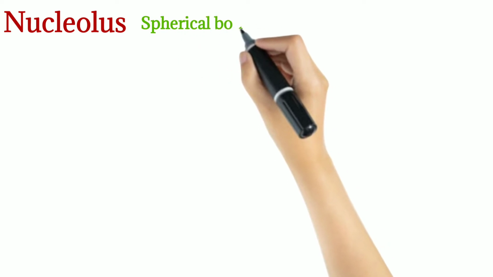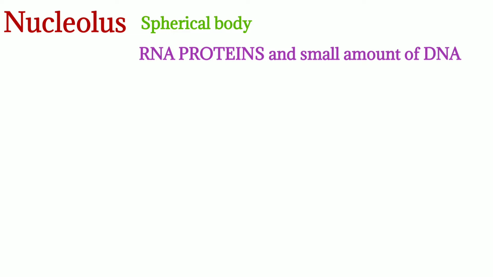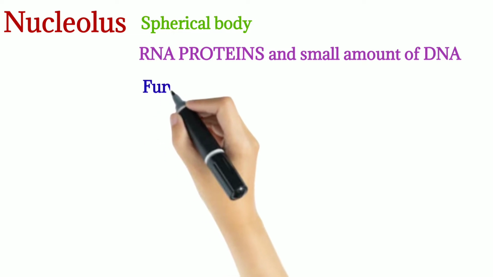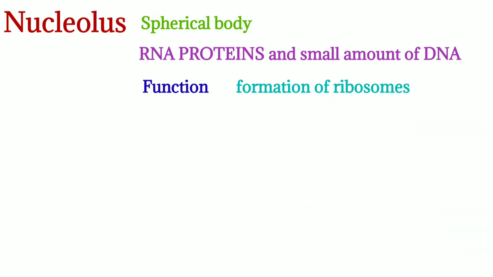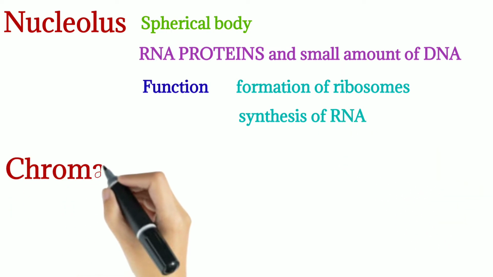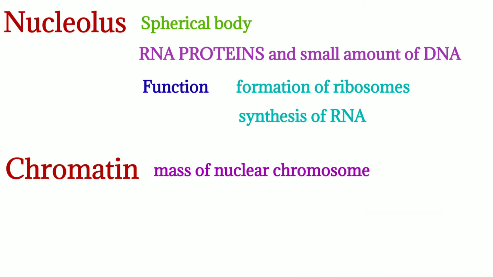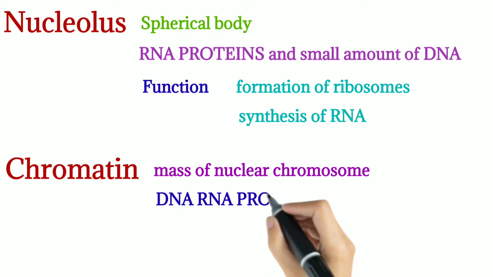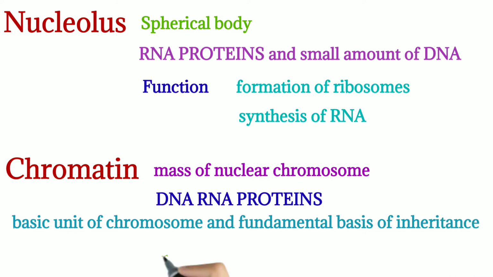The second part is nucleolus. These are the spherical bodies in the nucleus. They are composed of RNA, proteins and a small amount of DNA. Functions of nucleolus. It helps in formation of ribosomes. It helps in synthesis of RNA. Chromatin. Mass of nuclear chromosome is called chromatin. It is composed of DNA, RNA, proteins. Chromatin is the basic unit of chromosome and fundamental basis of inheritance. It has genes in it.